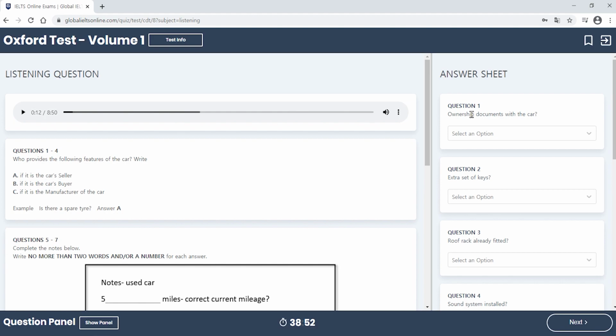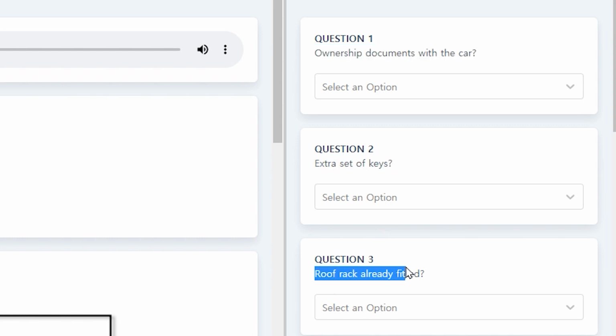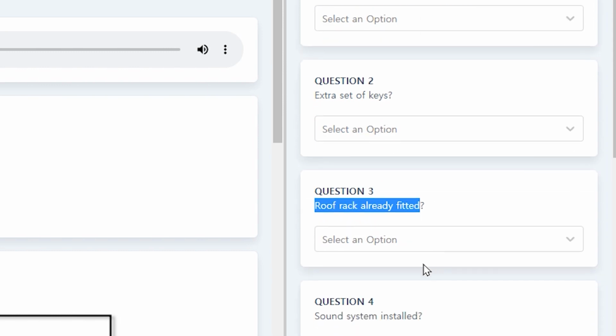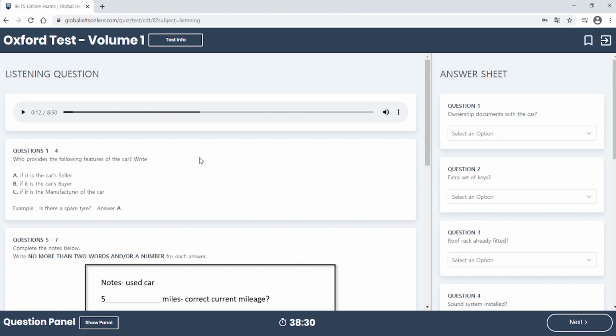So then if we look at question 1, who provides the ownership documents with the car? Question 2, who provides the extra set of keys? Question 3, who already fits the roof rack? And 4, what about the sound system? Okay, so when we look through these questions during the listening, we can know what kind of keywords we're listening out for. So we're listening for stuff about the documents, keys, roof rack, and sound system. Okay, so let's keep going.